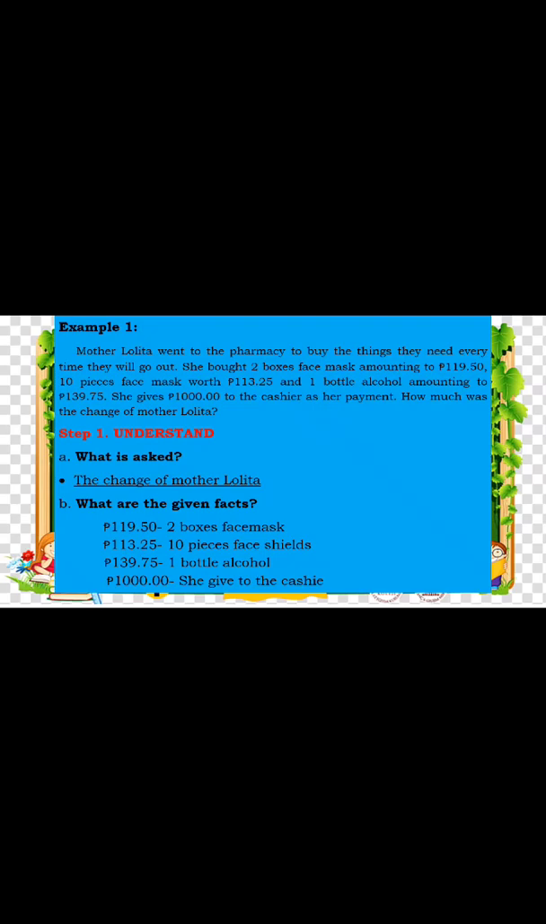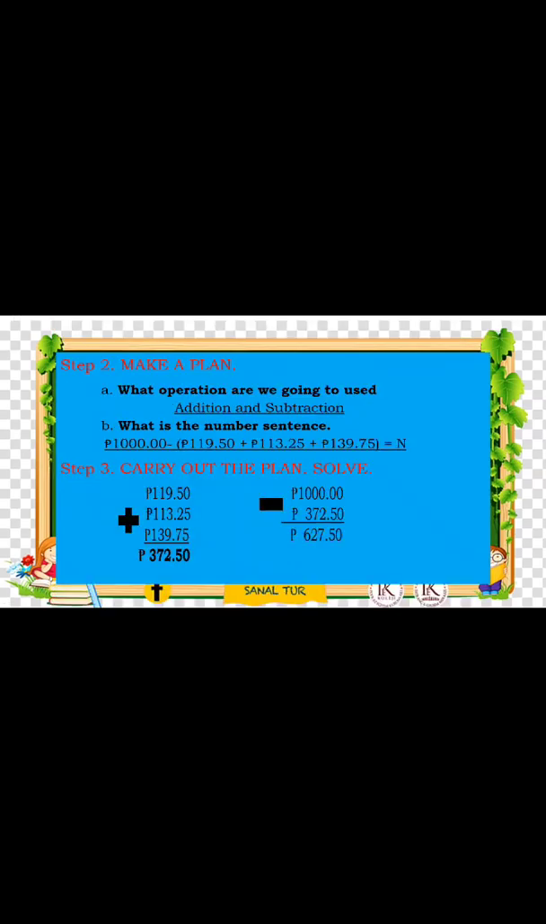Then it was also mentioned that she gives 1,000 pesos to the cashier. That is the money of mother. So these are the given facts in our problem. With the help of the given facts, we are ready now to solve our problem. We go to step 2. What are we going to do? Make a plan. So how are we going to do that?